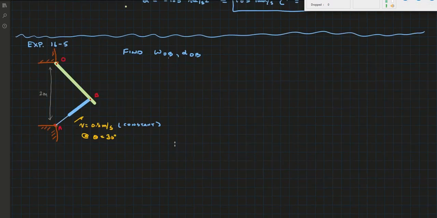Okay, this is book example 16.5. You have a window here that is being opened by a hydraulic lever, and this thing has a velocity of 0.5 meters per second, and it's constant velocity. And we want to find out at 30 degrees what the angular velocity and angular acceleration of this OB is.